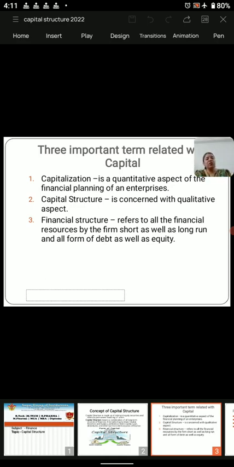And financial structure refers to all the sources, either short term or long term, both. Basically there are two types of sources used by the company. First is long term sources, which are used by the company for establishment purposes, and short term sources, which are used by the company for regular operation purposes. So financial structure includes both long term as well as short term sources.